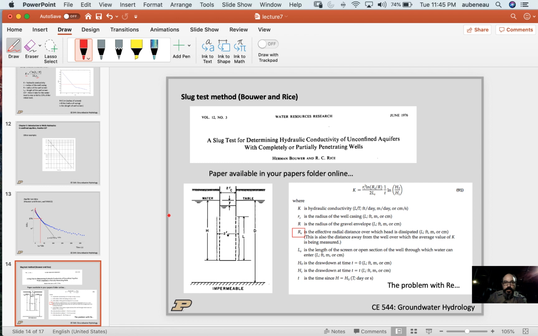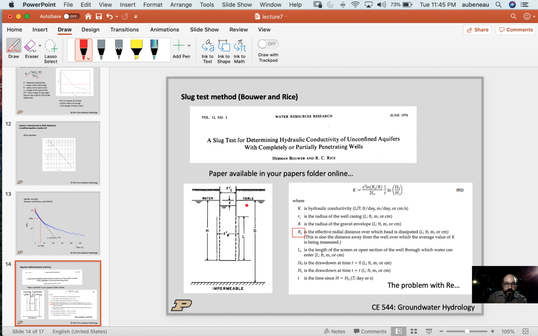This paper is actually in your paper folder online, so you can go and grab it. All the derivations are in there. All the plots that I have coming in the next couple slides are from that paper. It's very well written and very readable. So I encourage you to go back to the paper if you want.